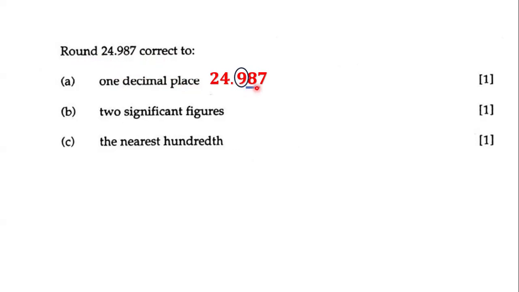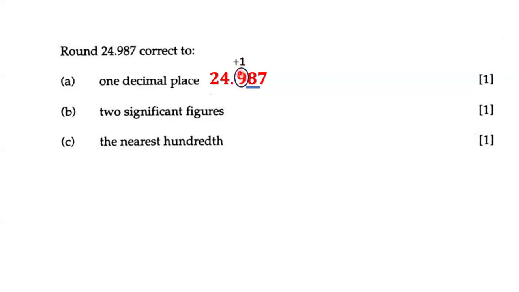Then we underline 8. Now 8 is underlined, and we ask ourselves, is 8 greater than 5? And 8 is certainly greater than 5, so what are we going to do? Well, we have to add 1. We have to round up, right? And so we add 1 to 9, so it's going to be 9 plus 1. Now, what is 9 plus 1? Well, 9 plus 1 is 10.